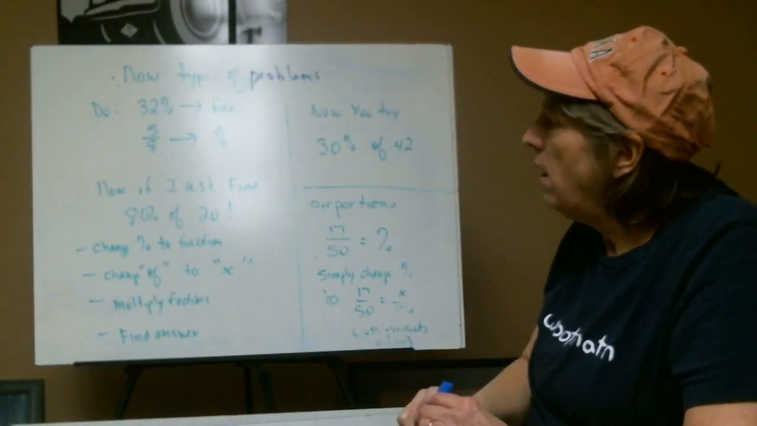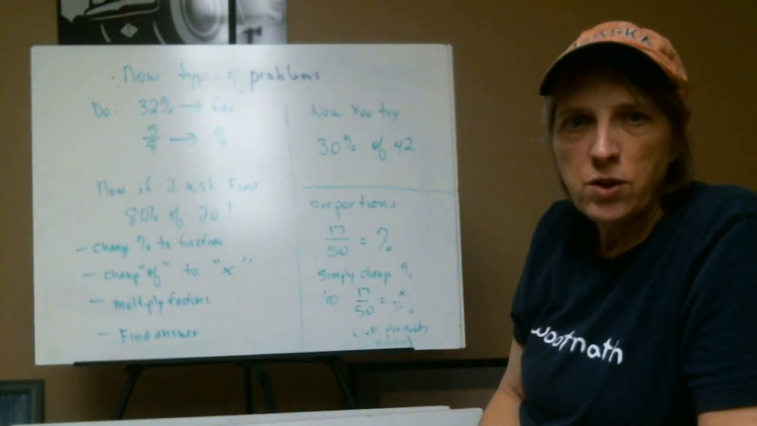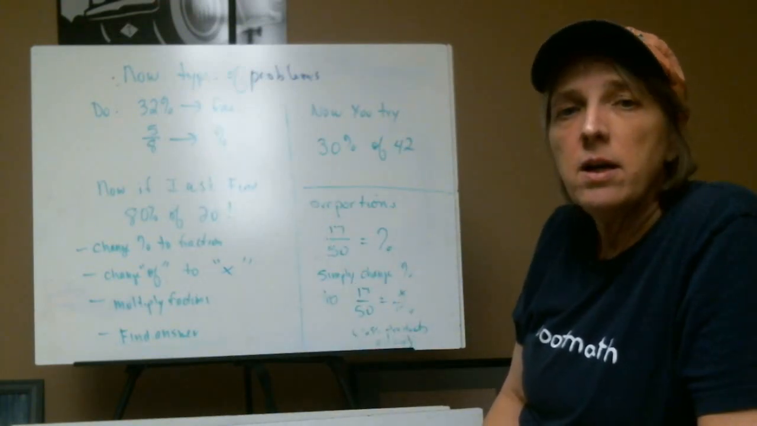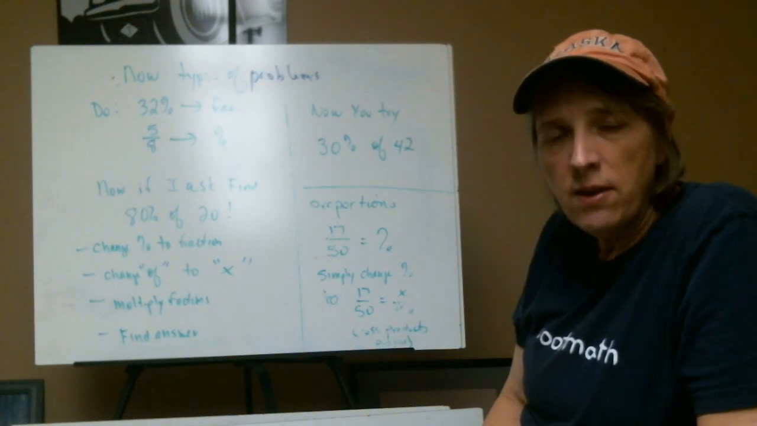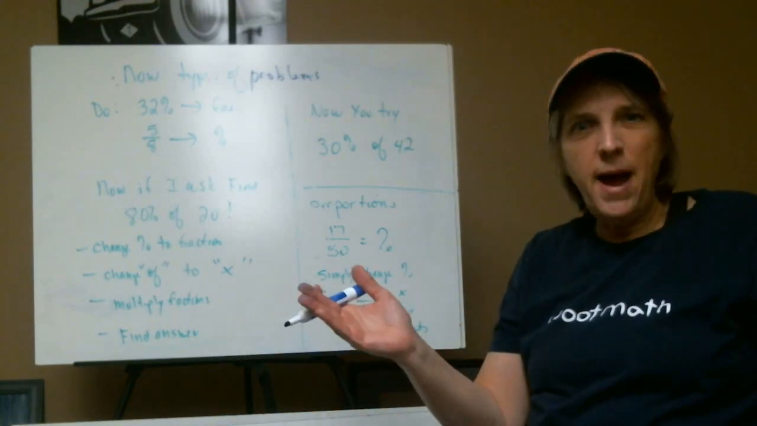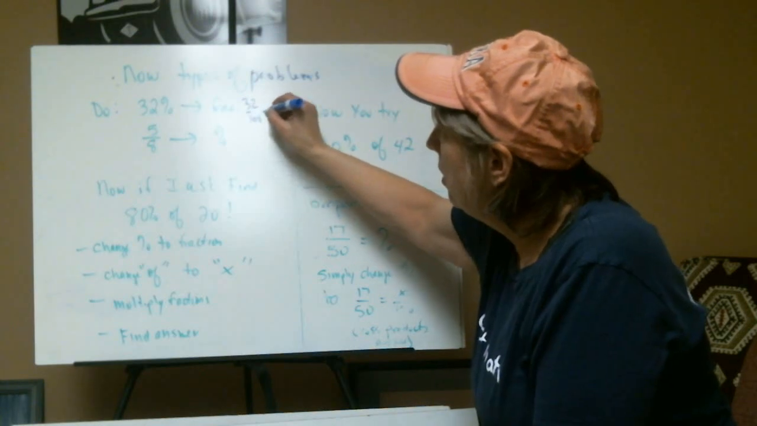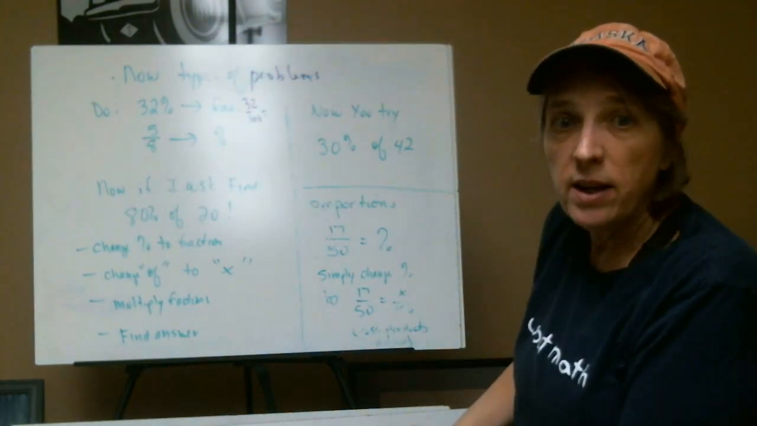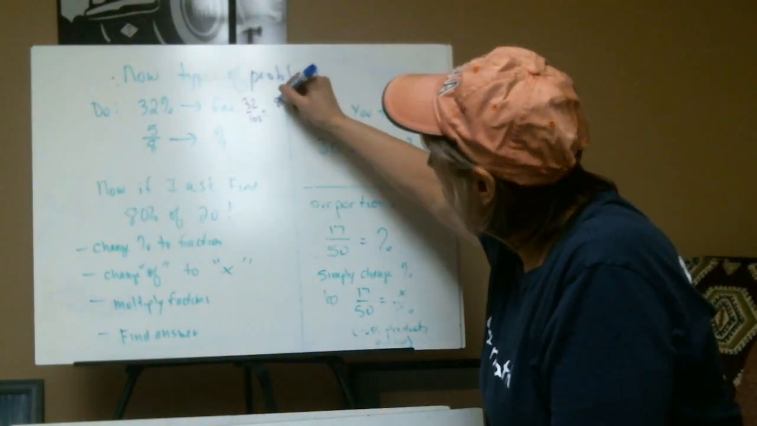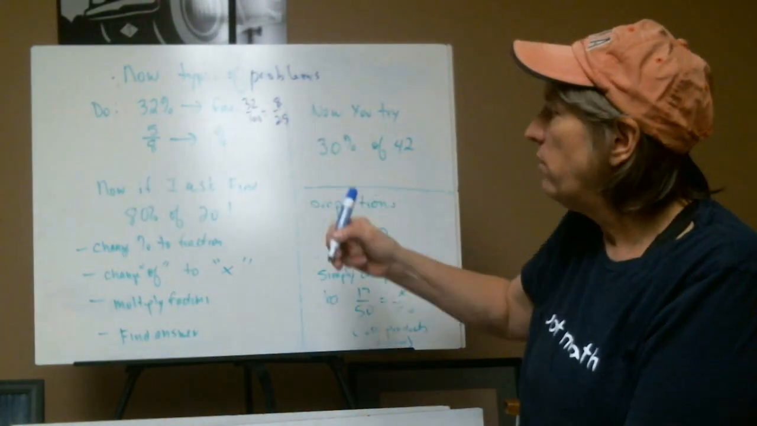Okay, now types of problems. Now you change 32% into a fraction, and you change 5/8 into a percent. Pause the video and do that, and then when you're done, come back and we'll go over it. Welcome back. So what'd you get? You should have put 32 over 100, and then you have to simplify that into the simplest form as a fraction, and 4 goes into both of those, 8/25. So 32% is the fraction 8/25.